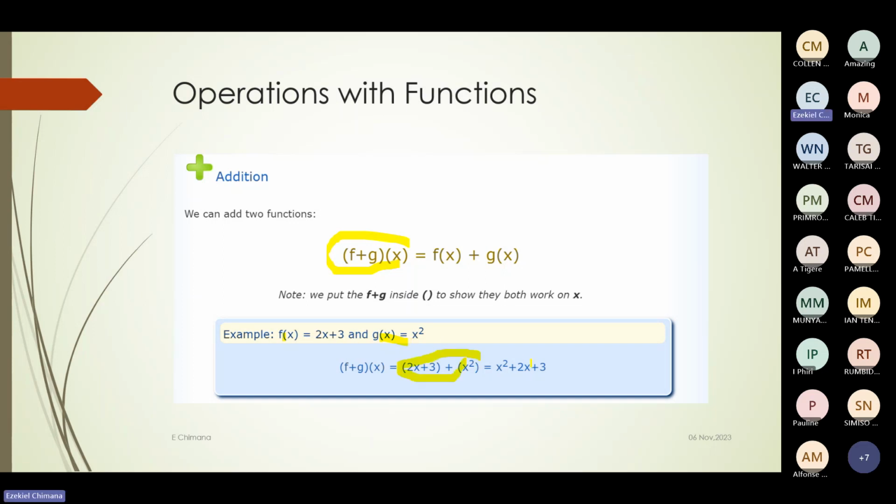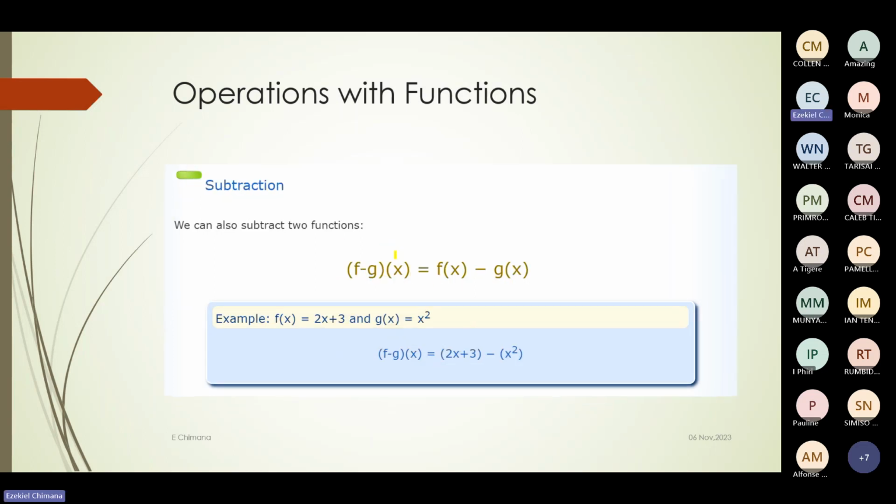And you know what you have to do with algebraic expressions. I will not dive into this one. I'm sure at all levels it was there. You just add the like terms. So x squared plus 2x plus 3, that's your result. So that's how you add two functions. I'm sure it's very clear here.